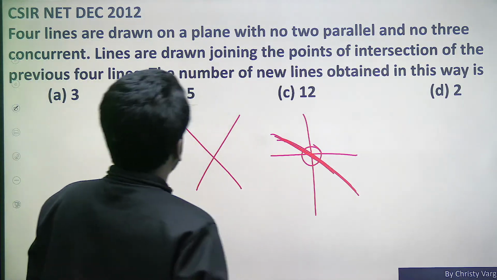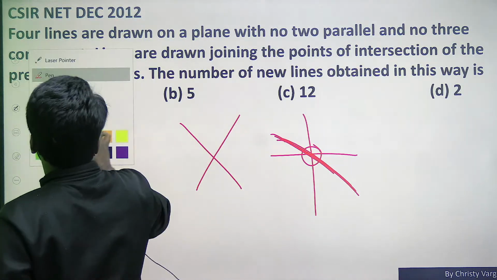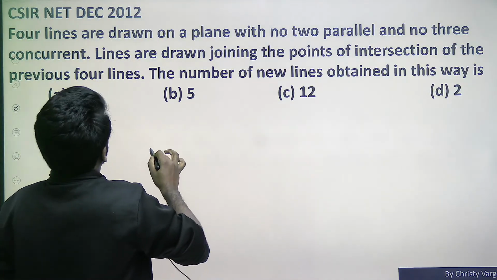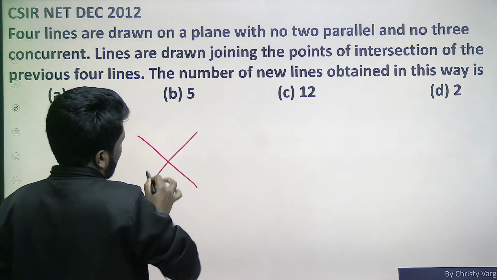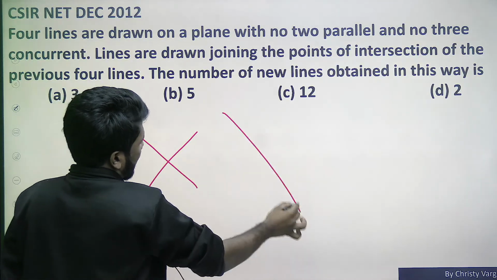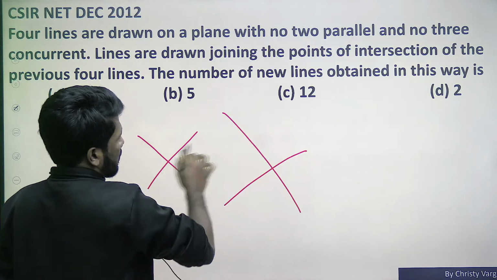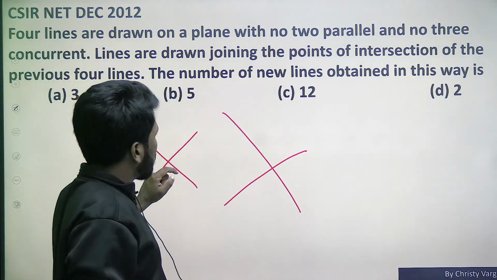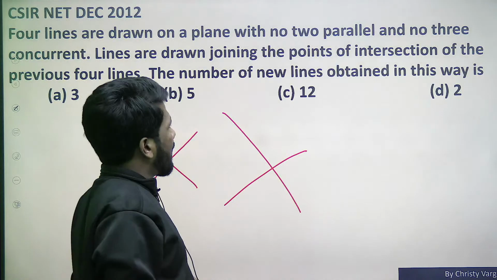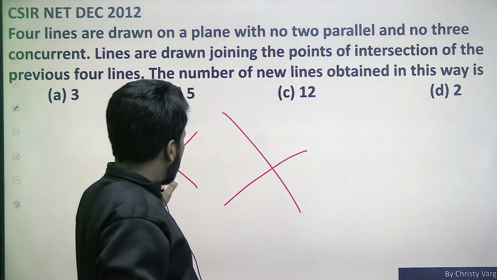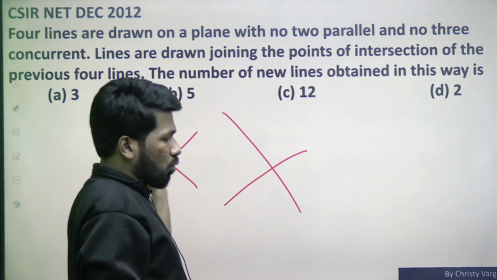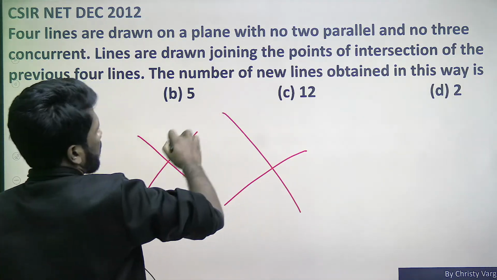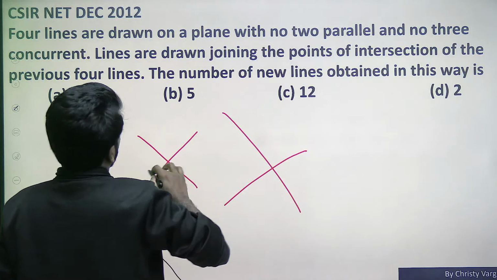So first of all, you can create such 4 lines, which are not parallel at all. For example, I draw 2 lines like this and 2 lines like this. This satisfies all the conditions in the question. 4 lines I drew. None of them are parallel. No 3 are concurrent also. 2 are intersecting, that is not a problem. Then the question is asking lines are drawn joining the points of intersection of the previous 4 lines.